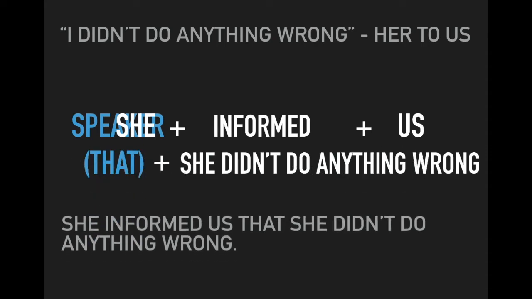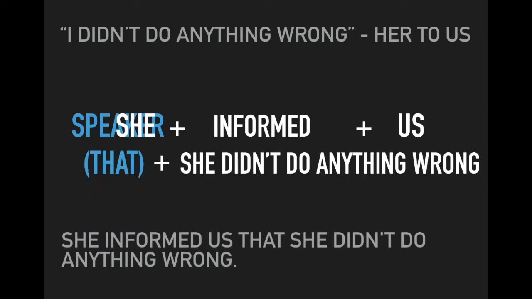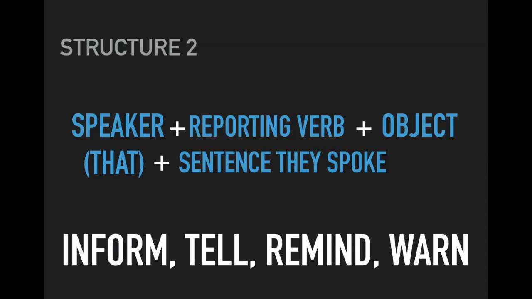So if you got that right, good job. And if you didn't get it right, pause the video and maybe look at this part again and make sure you understand how that structure should look. And I'll give you the screenshot again here. So you have speaker, reporting verb, object, and then the sentence. And we have 4 verbs for this one, so you'll have to memorize which verbs go with which structure. Structure 2: inform, tell, remind, and warn.